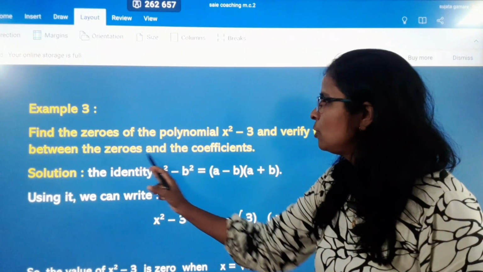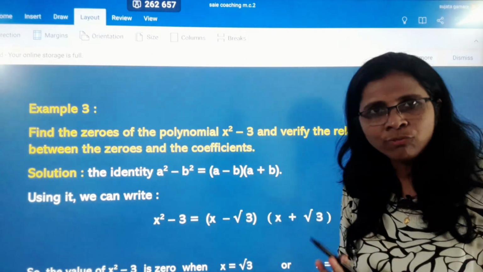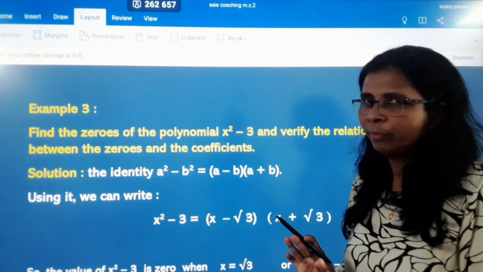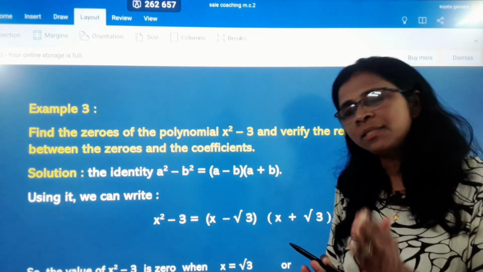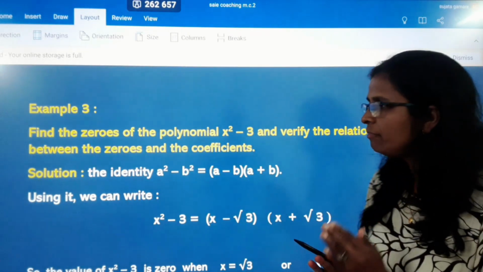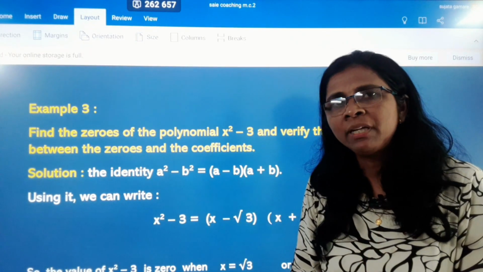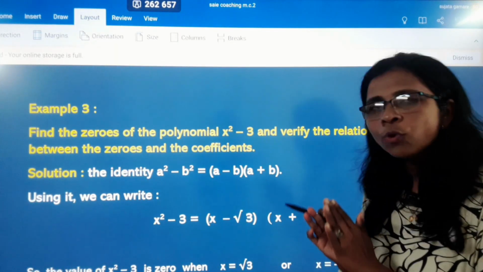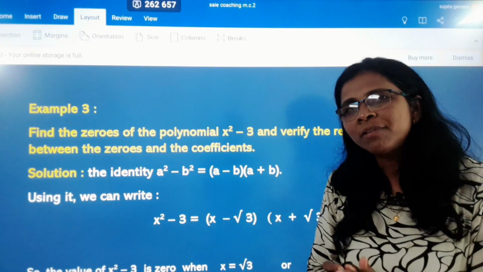So now find the zeros of the polynomial x square minus 3 and verify the relationship between the zeros and the coefficients. So first we have to find the zeros of the polynomial. This is the first part of our example. And the second part will be the verification of the relationship between zeros and the coefficients of the given polynomial.